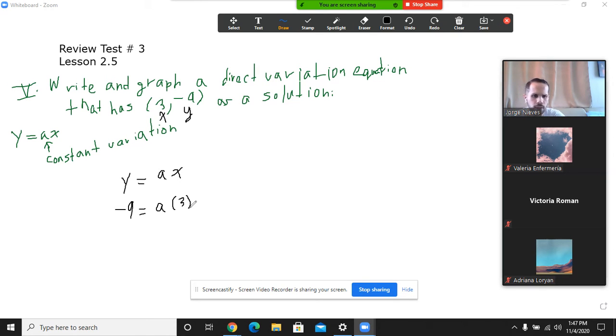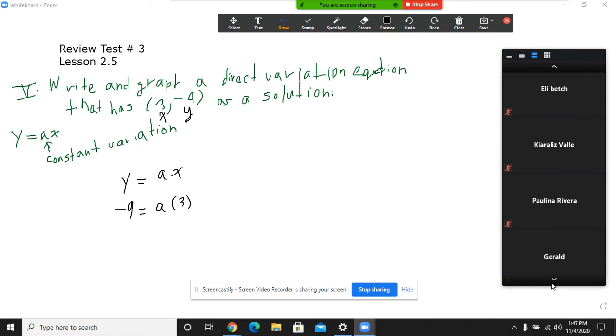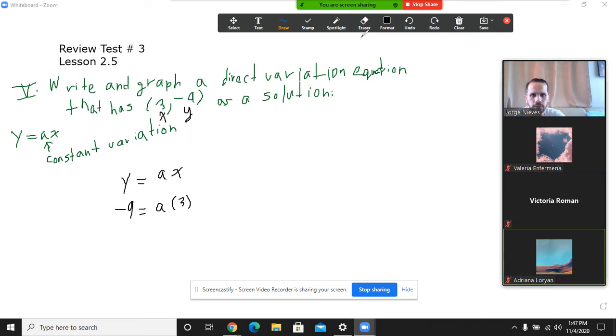¿Quién se acuerda? Lo vimos en clase. Se debe dividir por 3, exacto. The same thing that we have seen all the times, okay? So we're going to divide by 3. So there we can find the constant variation, okay? So in other words, what is the value of A, of the constant variation? ¿Cuál sería entonces?